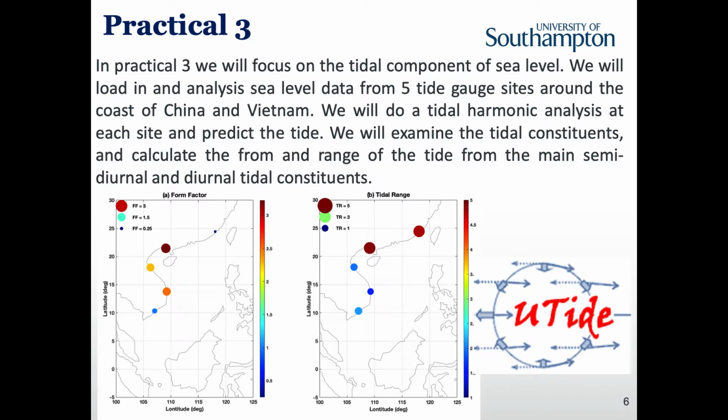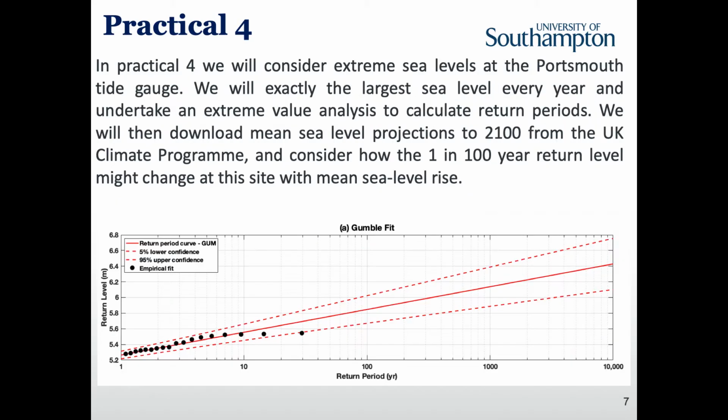In practical 3, we're going to focus on the tidal component of sea level, and we're going to load in and analyse sea level data from 5 tide gauges along the coast of China and Vietnam. We're going to download data from the University of Hawaii in NetCDF format, which is very common in climate studies. We're going to do a tidal analysis using U-Tide, and then predict the tide for a different period. We're going to examine the tidal constituents and calculate the form and the range of the tides, whether it's diurnal or semi-diurnal.